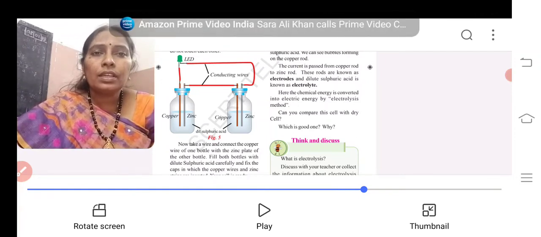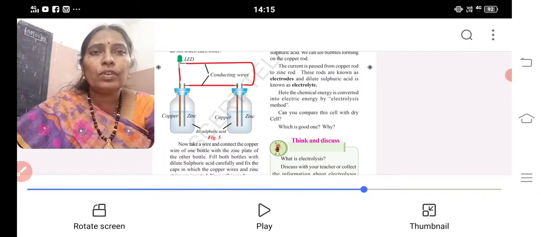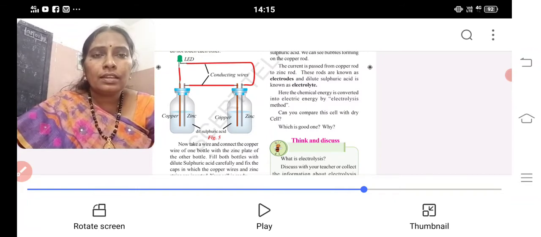Now the solution through which current passes is said to be the electrolyte, and the positive and negative terminals, the 2 rods, are said to be electrodes. They are required to pass the current, and the copper wire is the connecting wire. The LED is a utilizer, to see whether the LED glows or not. You can replace the sulfuric acid with other acids and check whether current passes through any liquid.